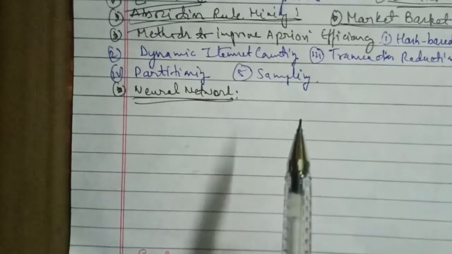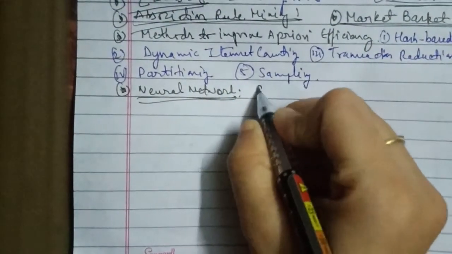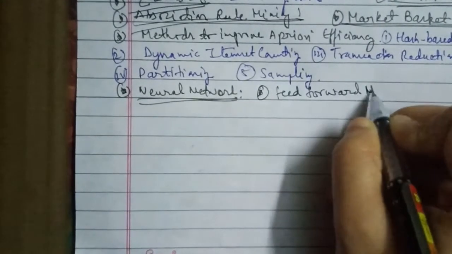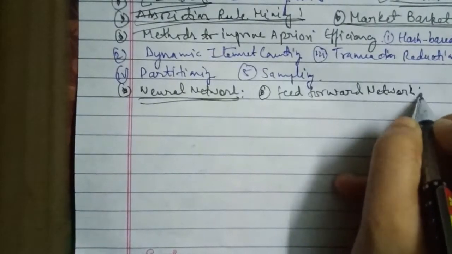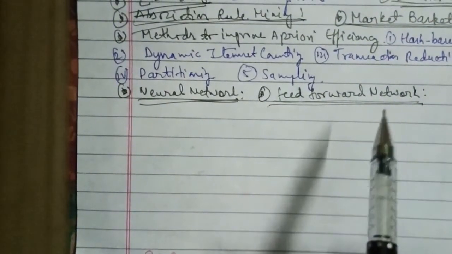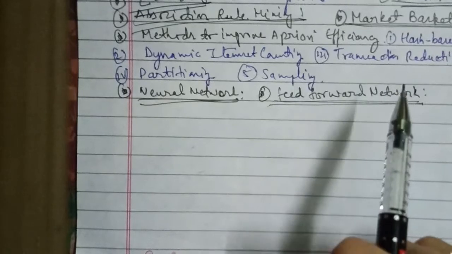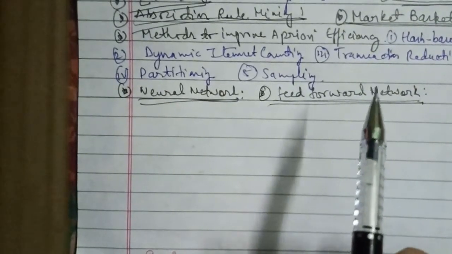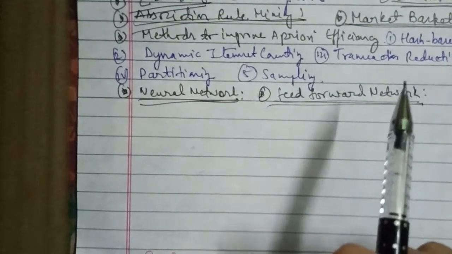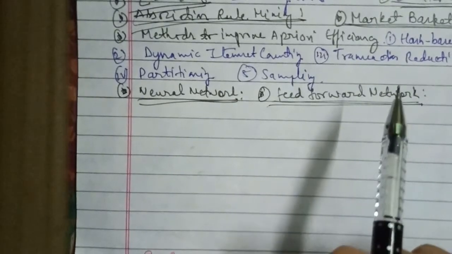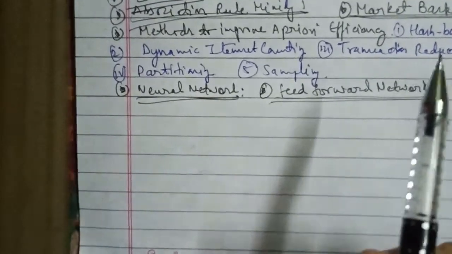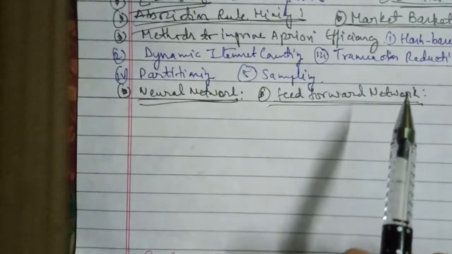Now we'll discuss what a feed forward network is. A feed forward neural network allows signals to travel one way only, from input to output, and there is no feedback. That is, the output of any layer does not affect the same layer. They are extensively used in pattern recognition, and this type of organization is also referred to as bottom-up or top-down.